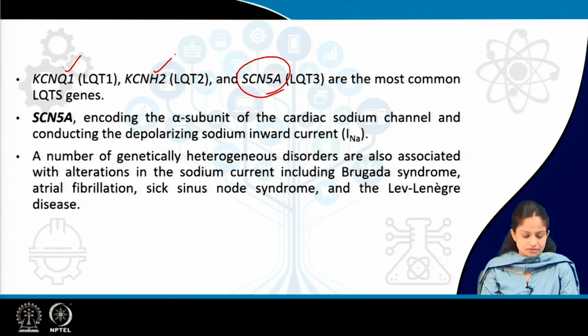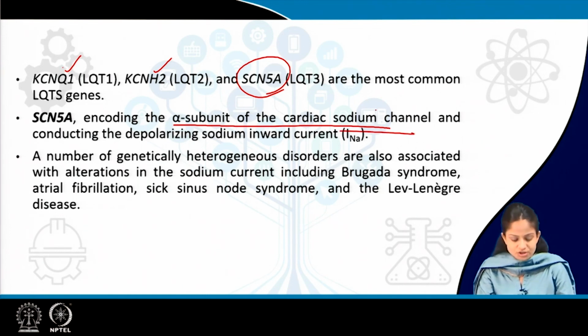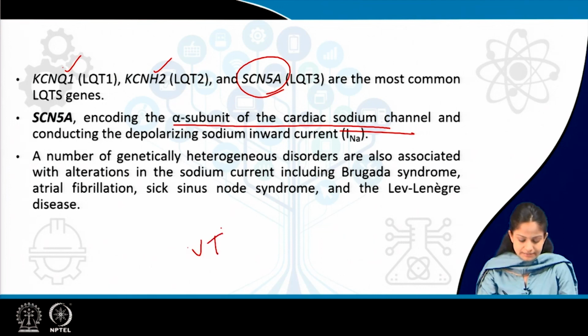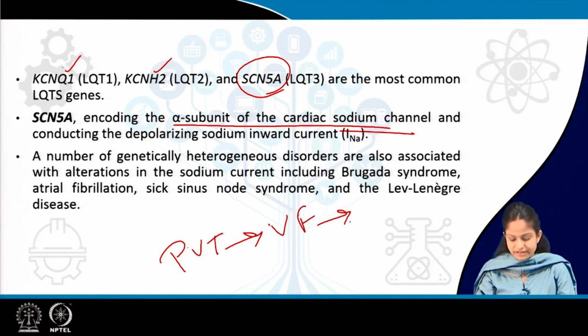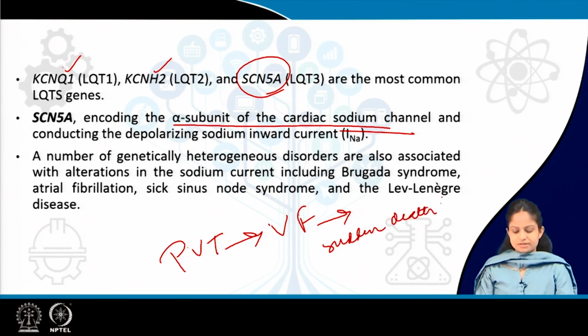In long QT syndrome, the alpha subunit is mainly affected, that is the inward sodium channels, which conduct the depolarizing sodium inward current, and they mainly present with ventricular tachycardia, polymorphic ventricular tachycardia, which further moves on to ventricular fibrillation and finally sudden cardiac death. In this way, sick sinus syndrome and atrial fibrillation are also related to the various sodium channels. So, these two, Brugada syndrome and long QT syndrome, you have to remember.